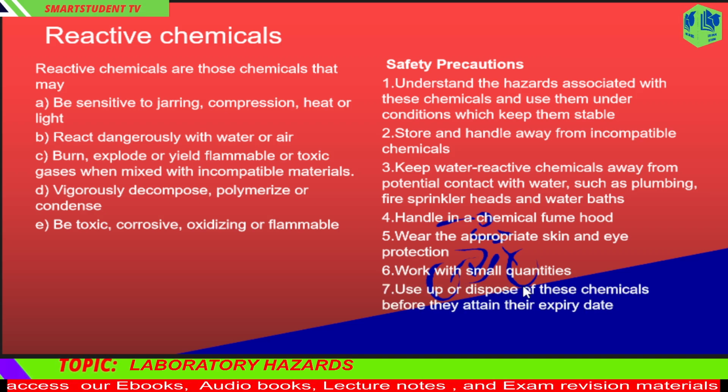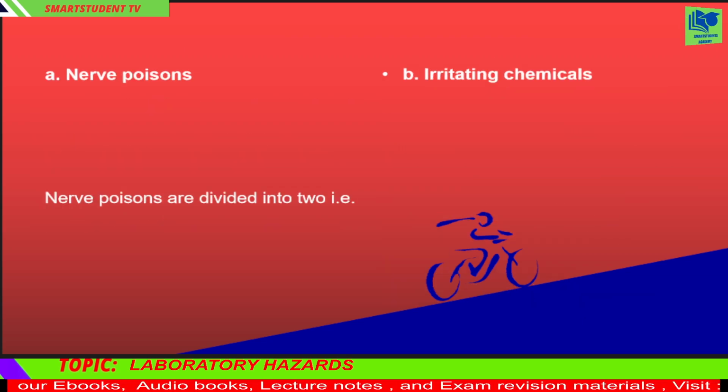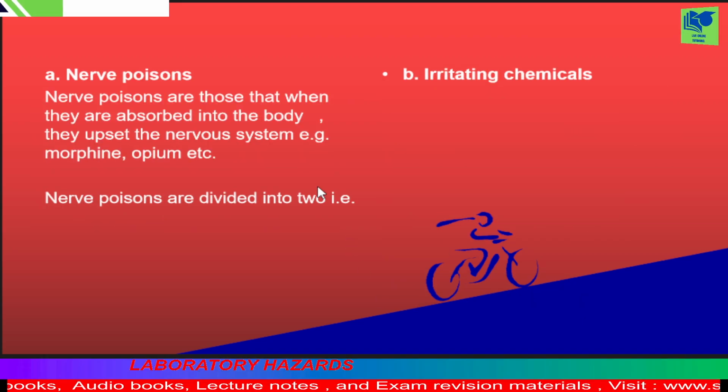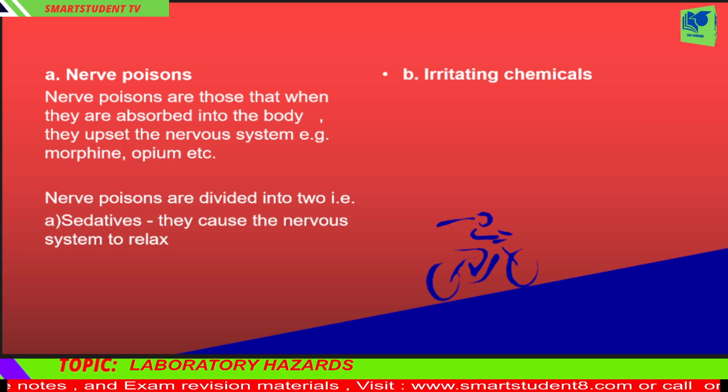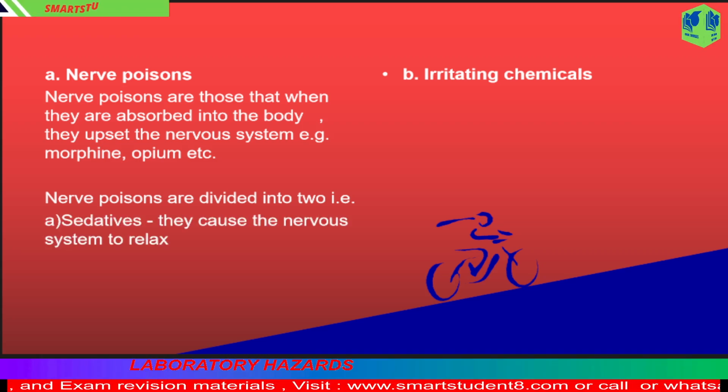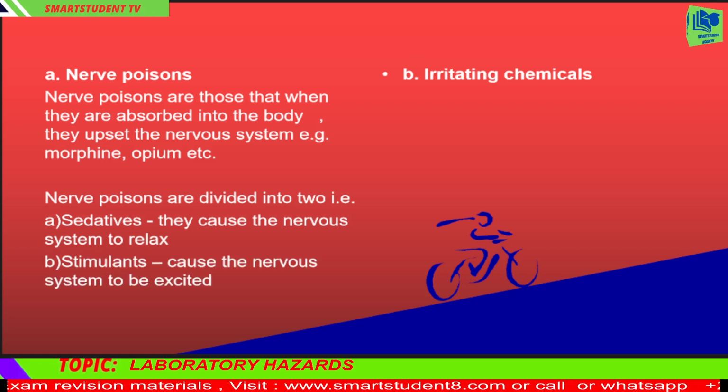C. Nerve poisons. Nerve poisons are those that when they are absorbed into the body, upset the nervous system, e.g. morphine, opium, etc. Nerve poisons are divided into two: A. Sedatives. They cause the nervous system to relax. B. Stimulants. They cause the nervous system to be excited.